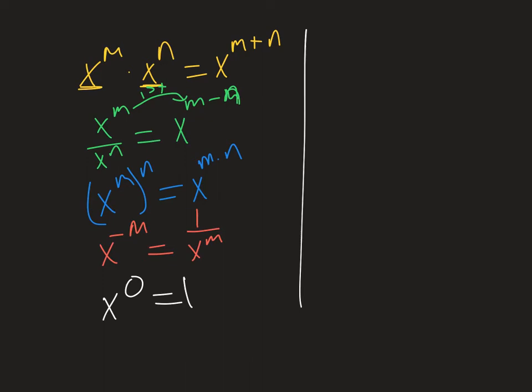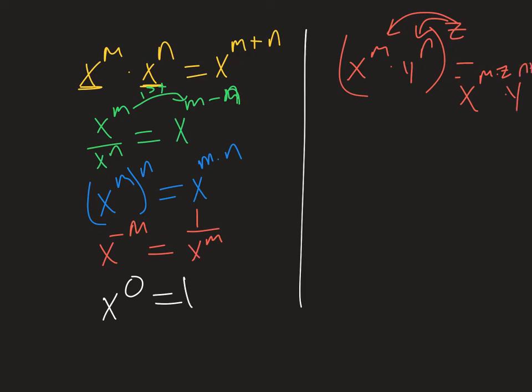And then a couple of bonus ones here. If we have a product, so if we have x to the m times y to the n, all to the power of, let's call it z, I can essentially distribute this z in to be x to the power of m times z, y to the power of n times z. So just a distribution thing.